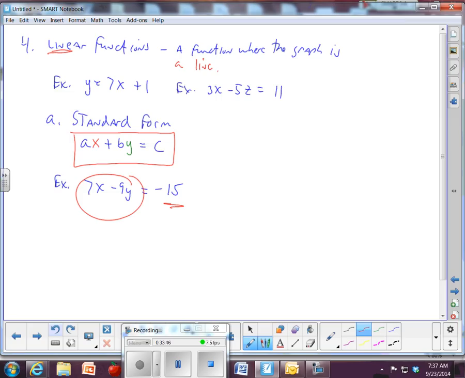All right, let me do it one more time for you. Variables on the left, number on the right. Okay, check. What else? Variables in alphabetical order. Yes, correct. What else? Front variable is positive. Yes. What else? No fractions. Okay. So that's standard form.